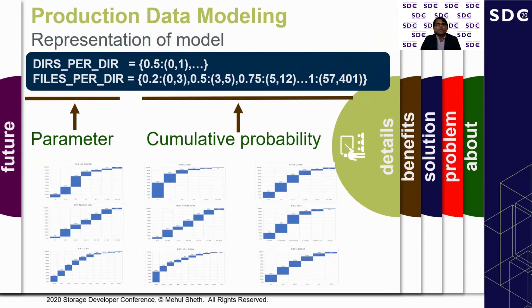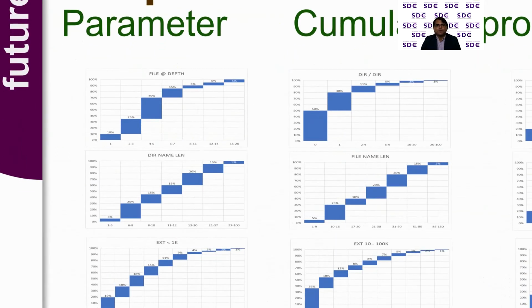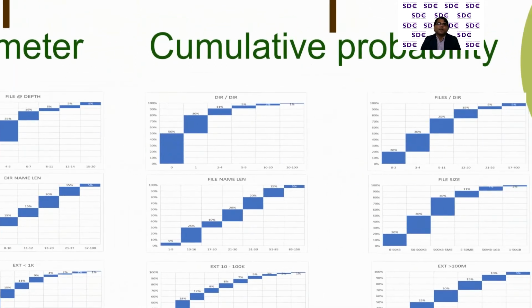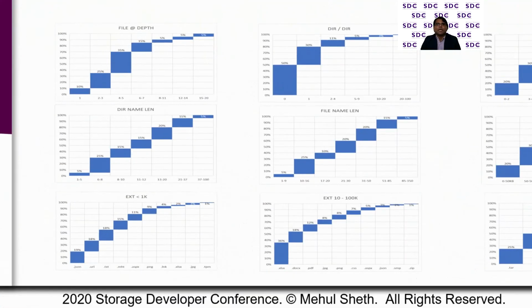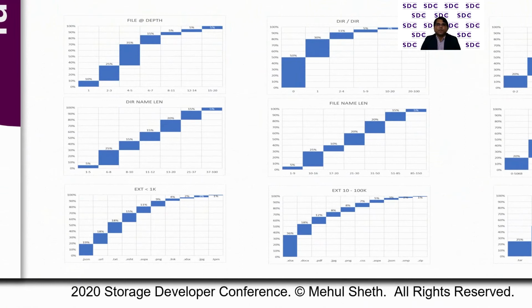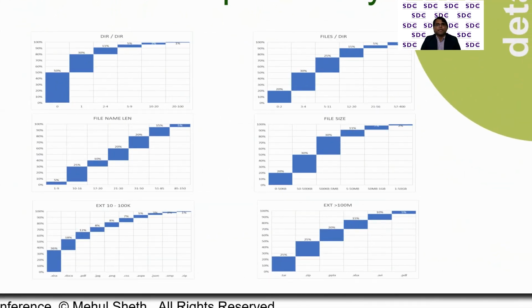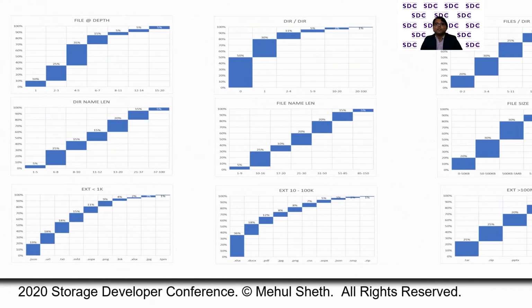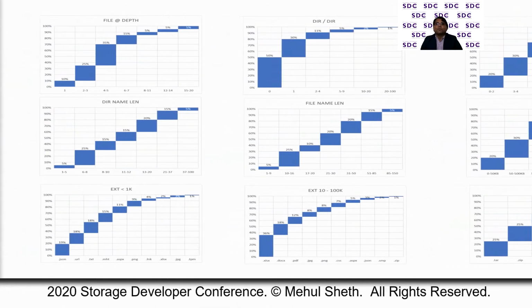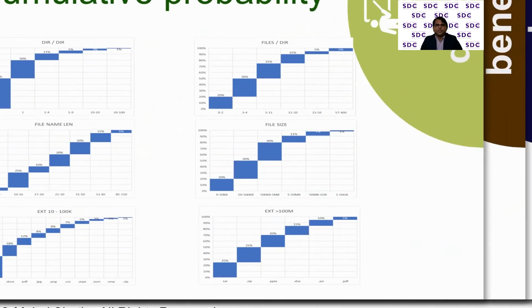Moving ahead, these are the plots of some sample cumulative histogram of other criteria we had defined. Files at a given depth, files per directory, directories per directory, length of a directory name, length of file names, file sizes, extension per size bucket. I had 7 such buckets in logarithmic scale of base 10, showing you the small, medium, and the big files here.